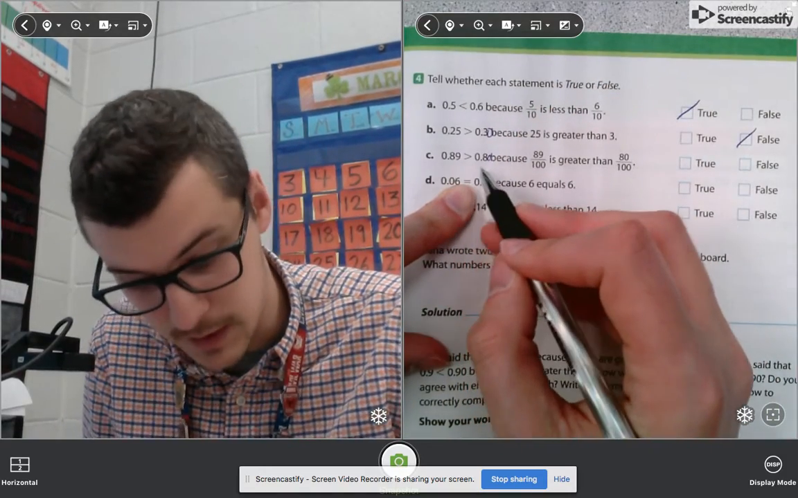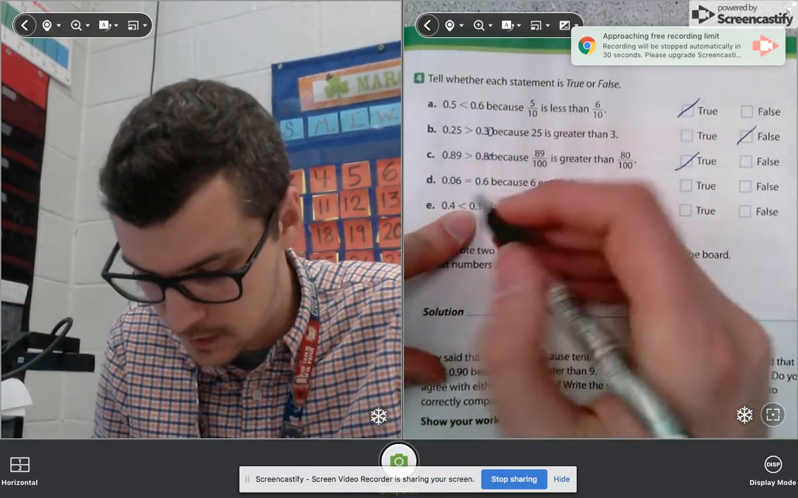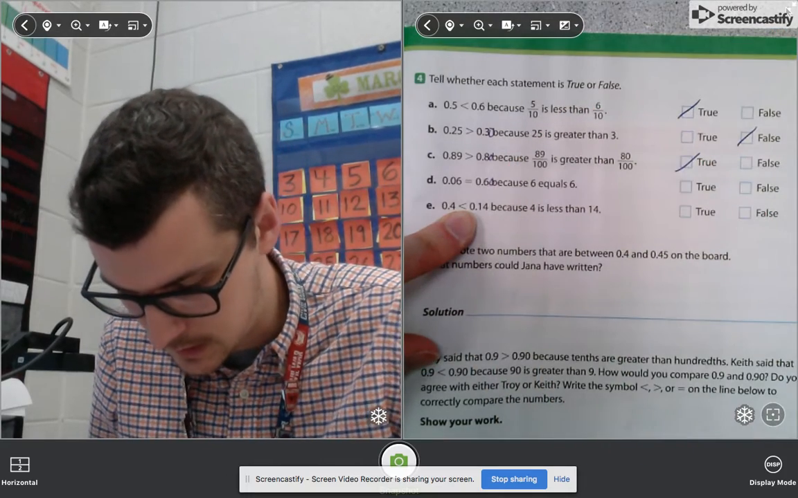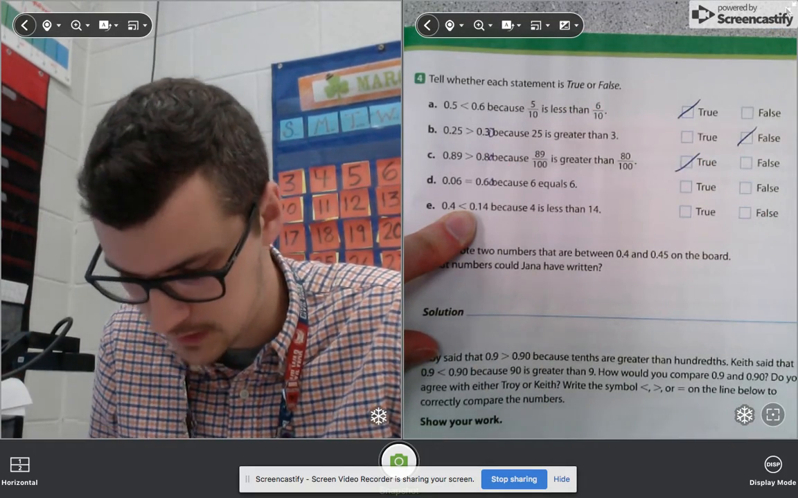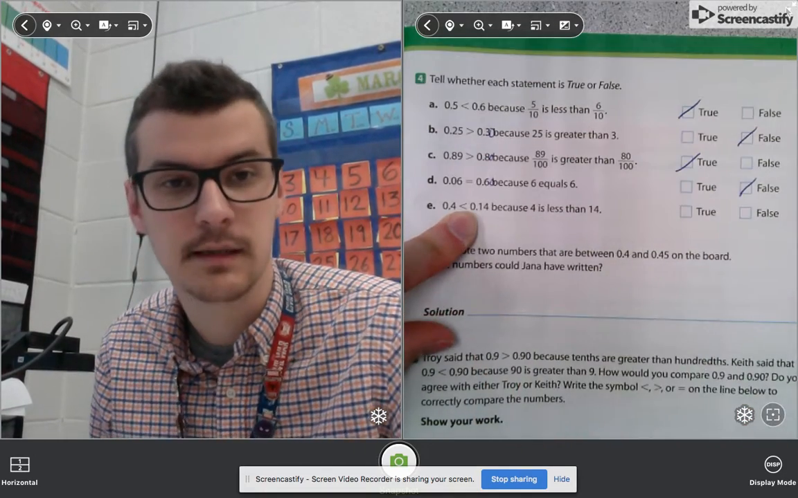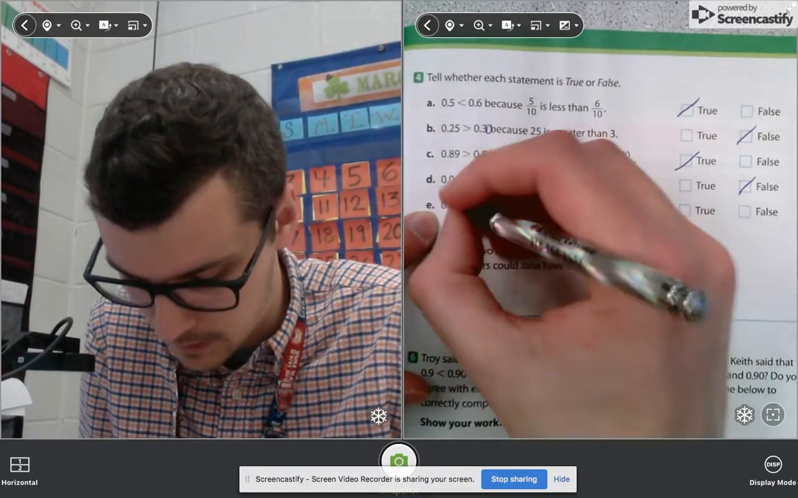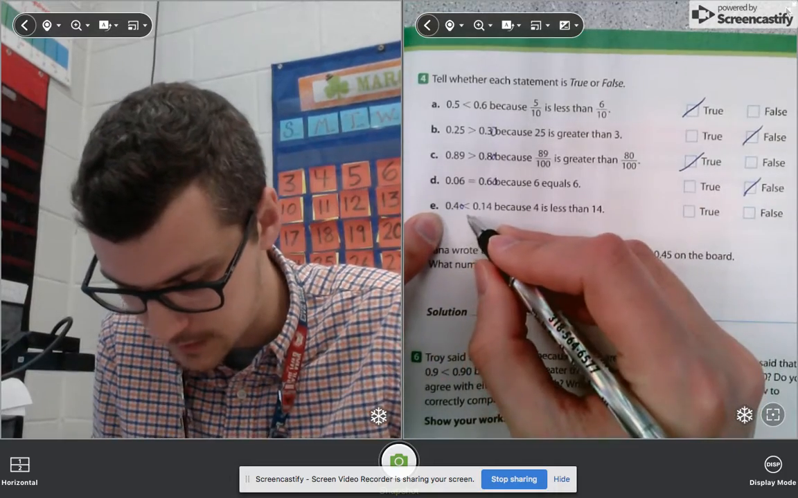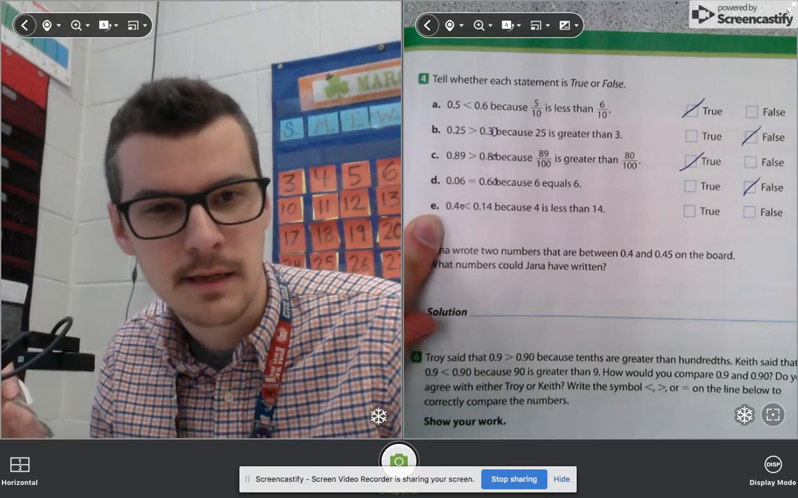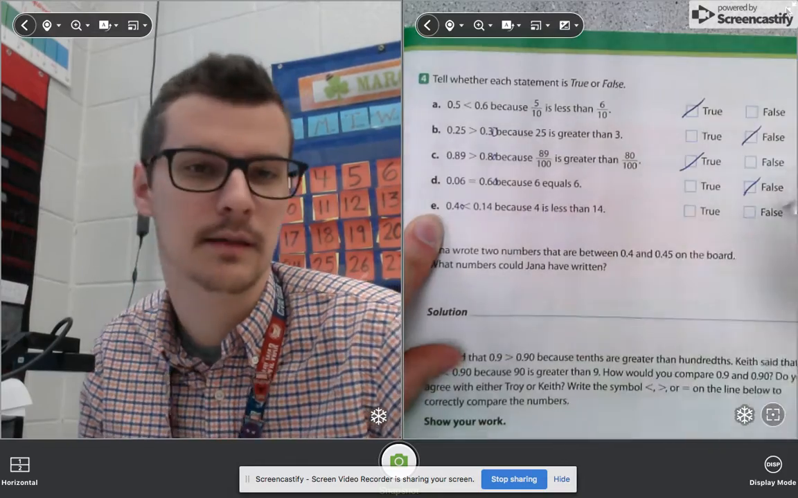89 hundredths is greater than 80 hundredths because 89 hundredths is greater than 80 hundredths. Perfect. 6 hundredths is equal to 60 hundredths because 6 equals 6. No, my friend, that is 6 hundredths. That is 60 hundredths. 6 cents, 60 cents. Not even close. And then on this one, I have 40 hundredths is less than 14 hundredths because 4 is less than 14. You see how silly this reasoning is? When you get them on the same level or hundreds to hundreds. It's just silly, some of the stuff that they come up with.